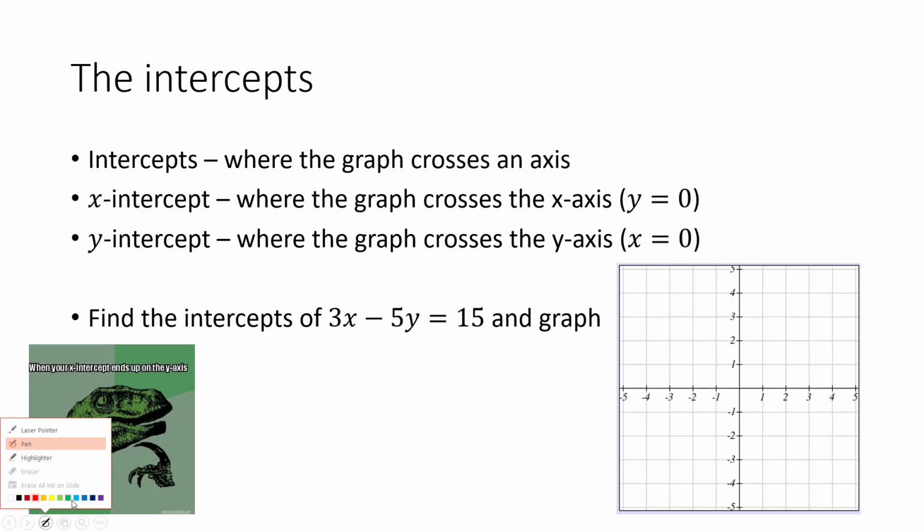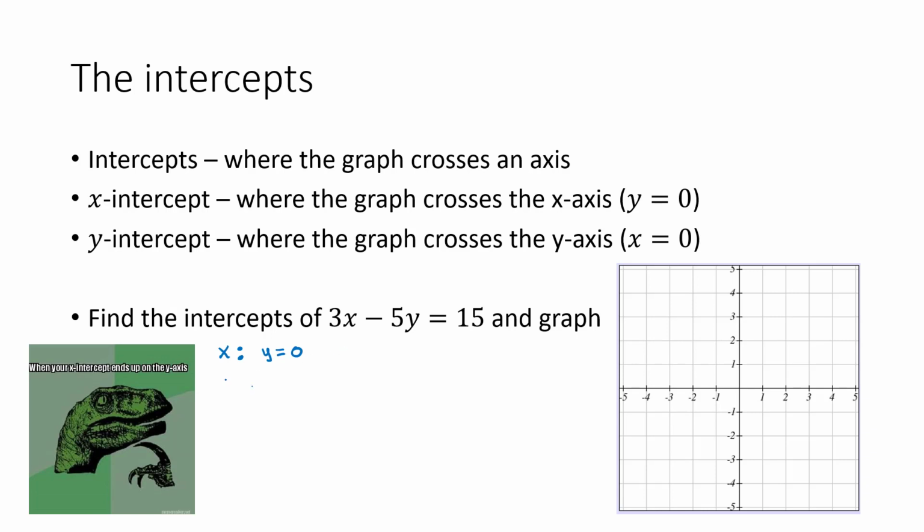So we've got this example here. We're going to take 3x minus 5y equals 15. We are going to graph it after finding the intercepts. So first, to find the x-intercept, to do that we make the y equal to 0. The other variable equals 0.